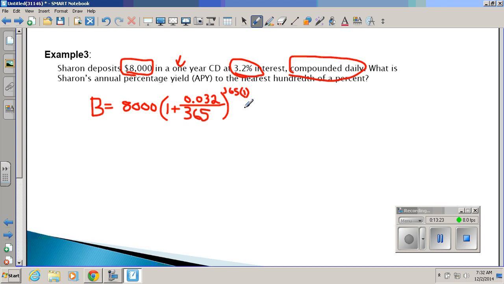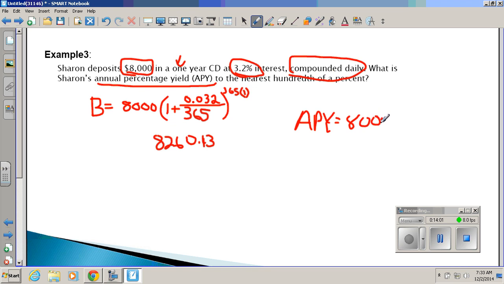And when you compute this out, you should get a new balance of $8,260.13. Now that's what her new balance is. But it doesn't want to know what her new balance is. What is her annual percent yield? So APY, annual percent yield, so how much she made in that year, is how much she started with.